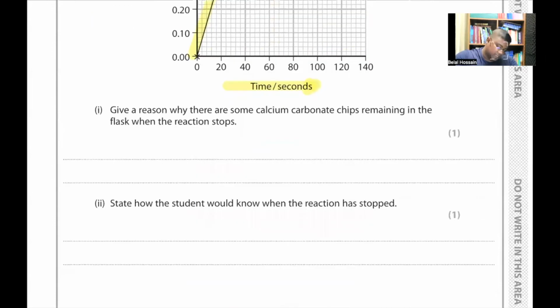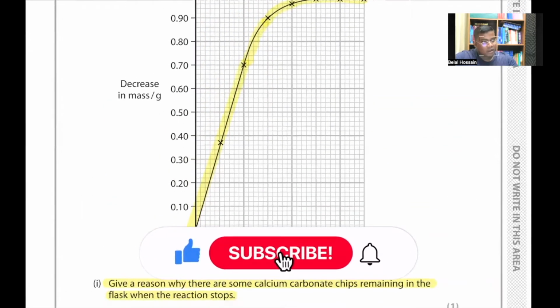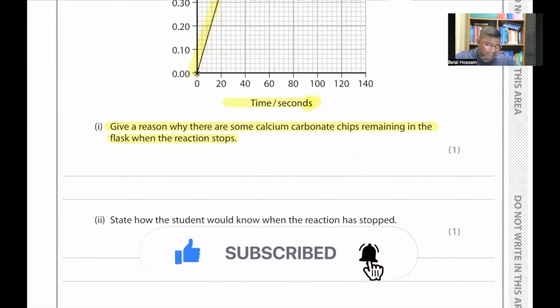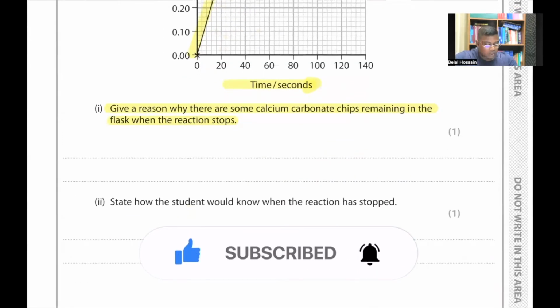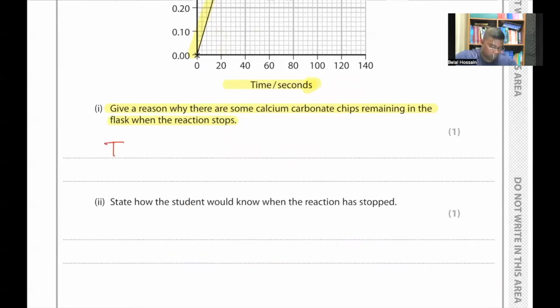The question says, give a reason why there are some calcium carbonate chips remaining in the flask when the reaction stops. Because we added excess calcium carbonate, to make sure that all the hydrochloric acid has reacted. So, that's what it indicates.